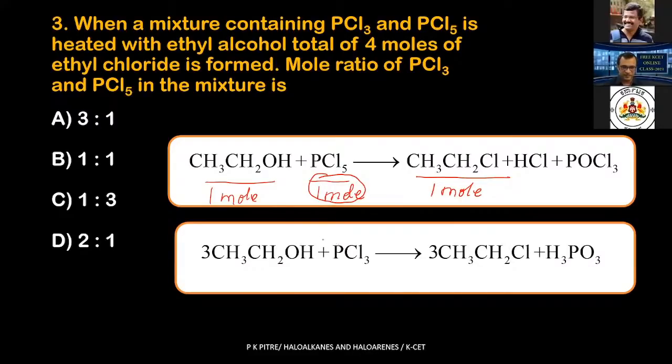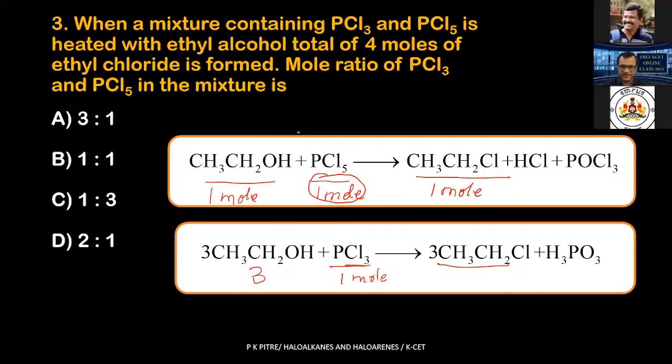Wherein we are treating PCl3 with ethyl alcohol. How many moles have been used? 3 moles of ethyl alcohol. How many moles of PCl3? 1 mole. How much product has been formed? 3 moles. Had they asked you the ratio between the products formed in this reaction, it would have been 1:3. But what they have asked is the ratio between PCl3 and PCl5.